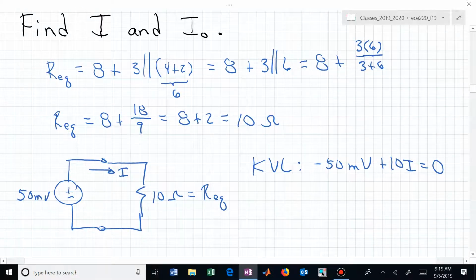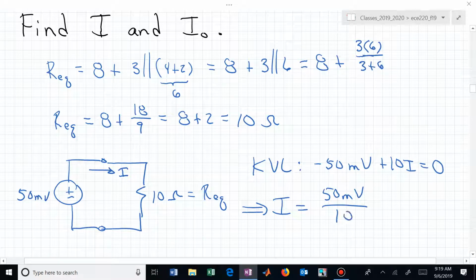Now if I solve for I, I end up with 50 millivolts divided by 10 ohms, or I now have 5 milliamps for the current coming out of that independent voltage source.